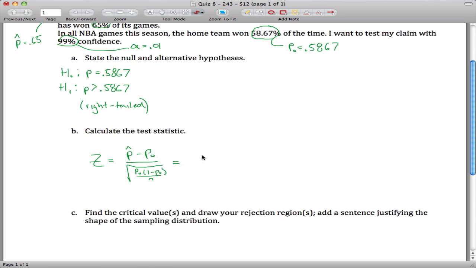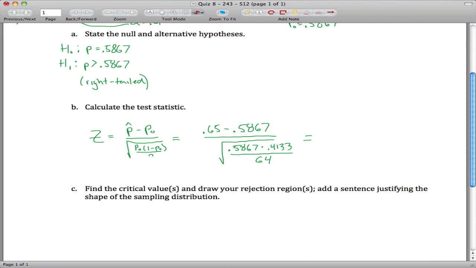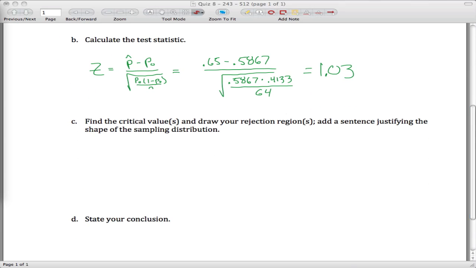So plugging in some numbers, we got 0.65 minus 0.5867 divided by the square root of 0.5867 times 0.4133 divided by n, which was 64. Yeah, n was 64. So you get this huge mess, you stick it into a calculator, and you get 1.03 if we round to two decimal places. Okay, so I have a test statistic. Now what I want to do is find the critical values and draw my rejection regions.